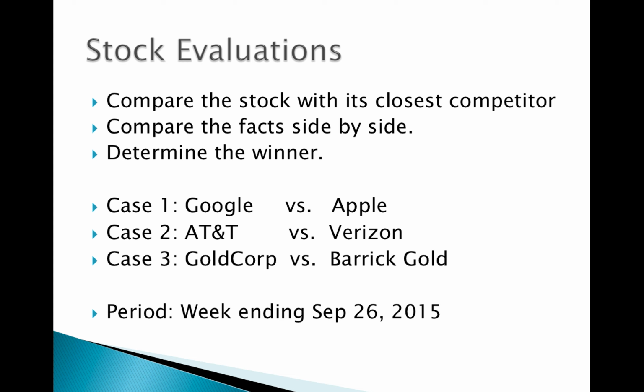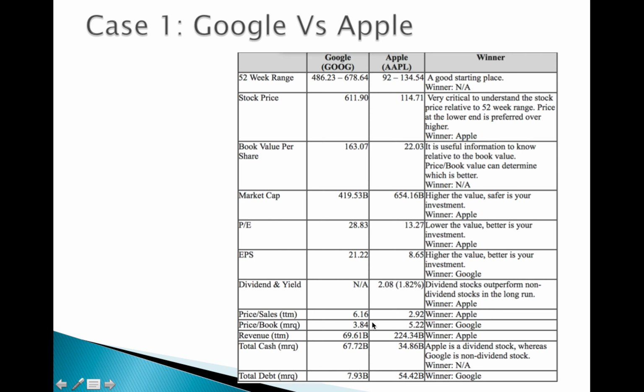Now let's do some comparison. We are going to compare case 1 Google versus Apple, case 2 is AT&T versus Verizon, case 3 is GoldCorp versus Barrick Gold. We are going to do the comparison based on the data for the period ending September 26, 2015. Case 1, Google versus Apple.